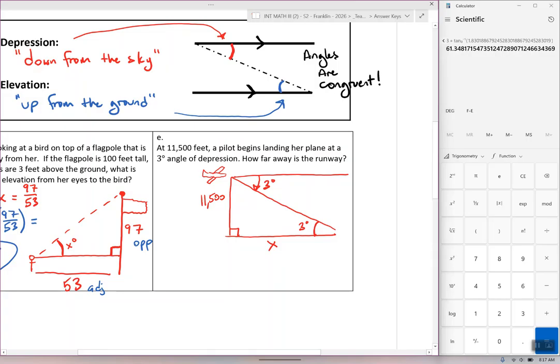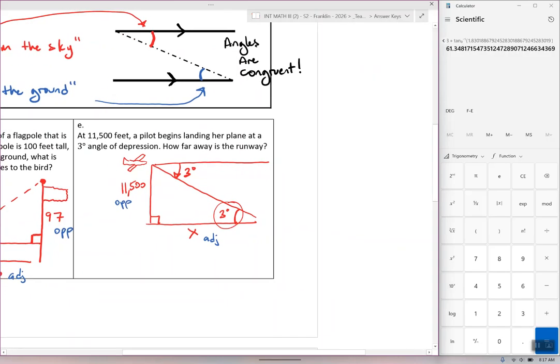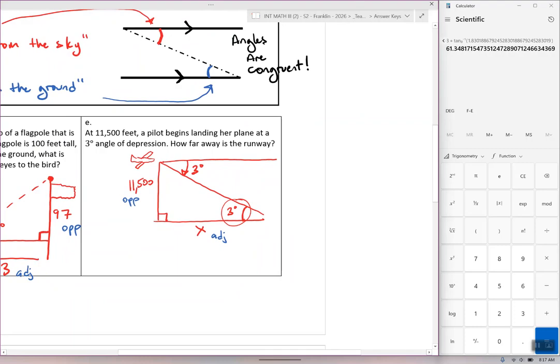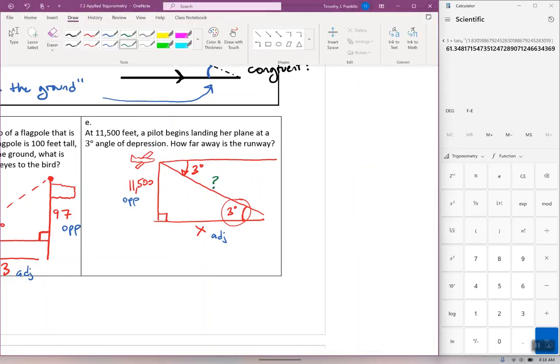So from our angle right here, we have the adjacent and we have the opposite. So we'll again be using tangent because we don't know the hypotenuse. Now I could be persuaded that how far away is the runway could mean the hypotenuse here, which is how far the plane must fly. So we'll figure out both. First, we'll figure out this x here, which is what I assume the problem is looking for. But then we'll go ahead and also find the hypotenuse afterwards, just for fun.